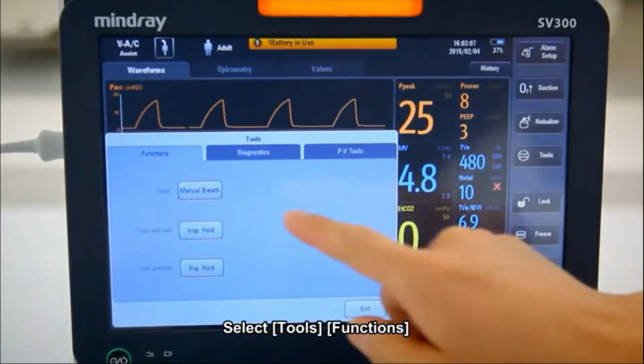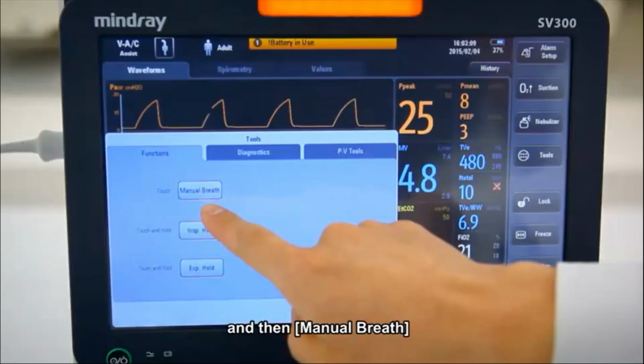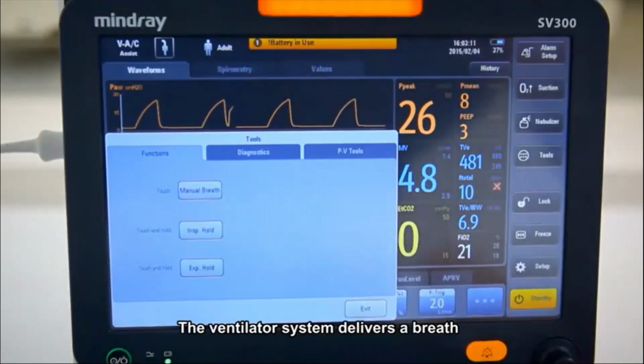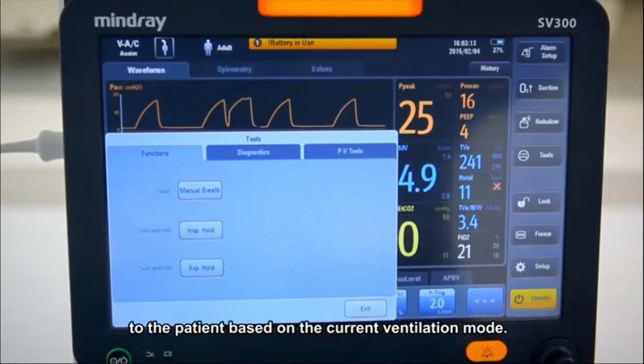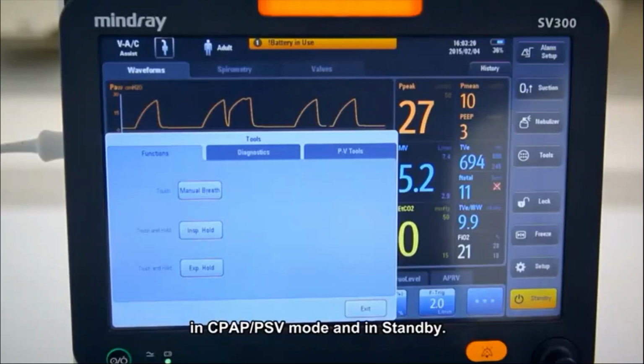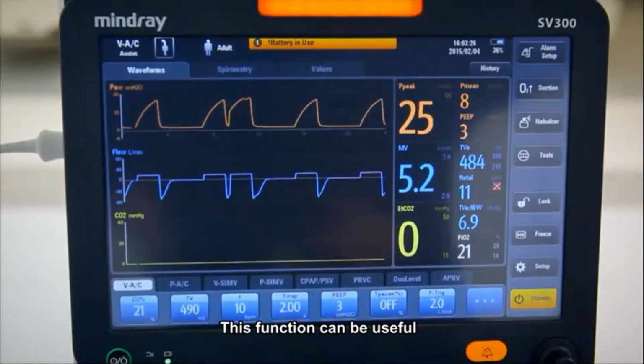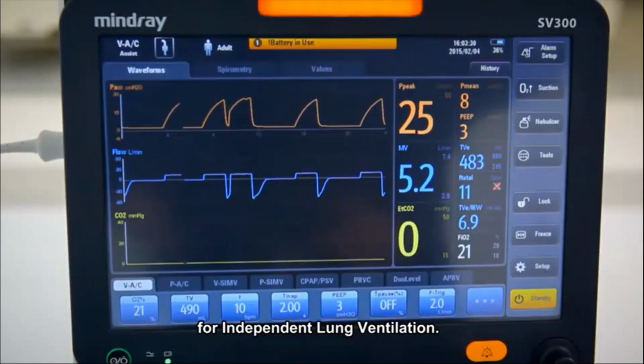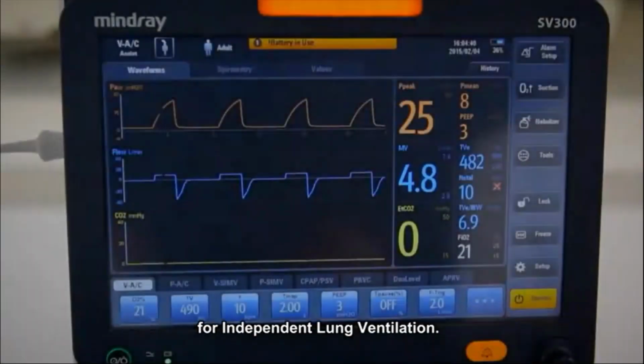Manual breath. Select Tools, Functions and then Manual breath. The ventilator system delivers a breath to the patient based on the current ventilation mode. Manual breath is disabled during inspiratory phase, in CPAP, PSV mode and in standby. This function can be useful to synchronize 2 ventilators for independent lung ventilation.